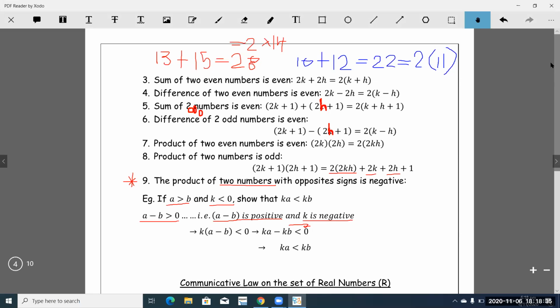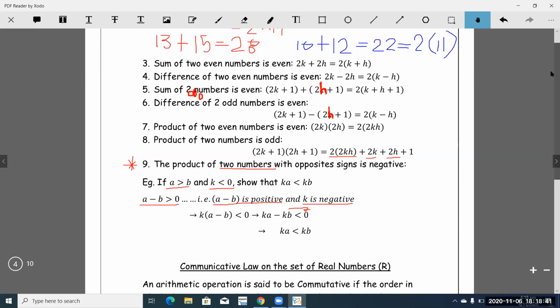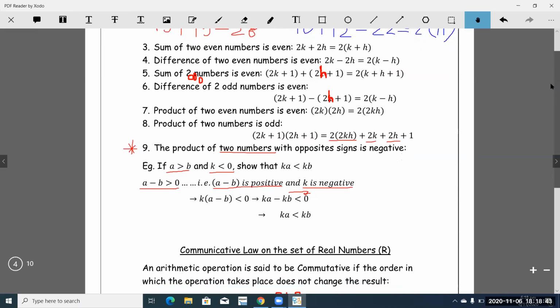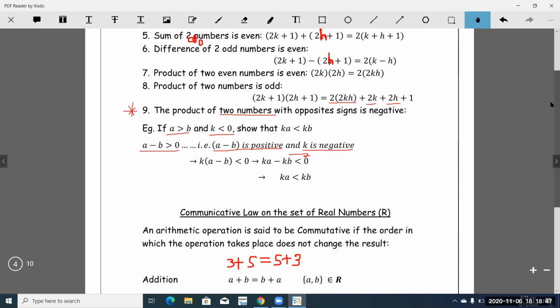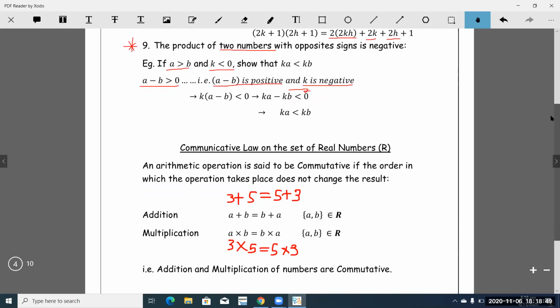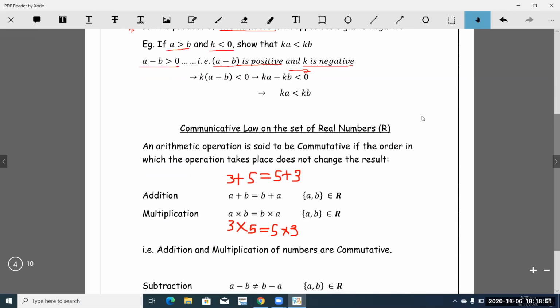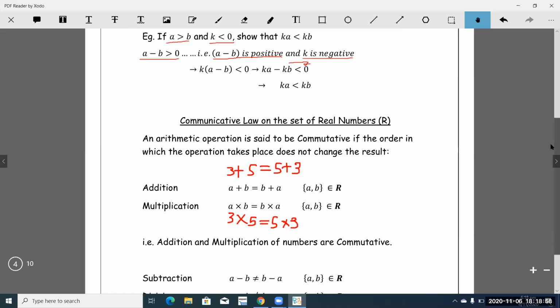Now the next thing after we go through the axioms of real numbers is to just review some basic stuff on the real number system and the arithmetic operations. So for example, an arithmetic operation is said to be commutative if the order in which the operation takes place does not change the result.